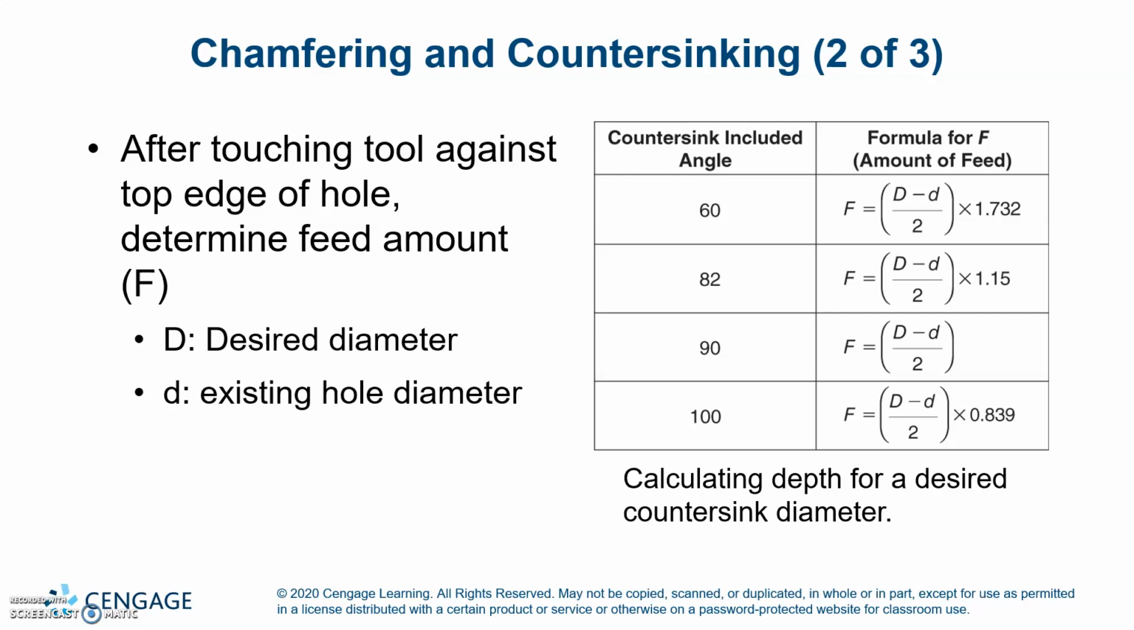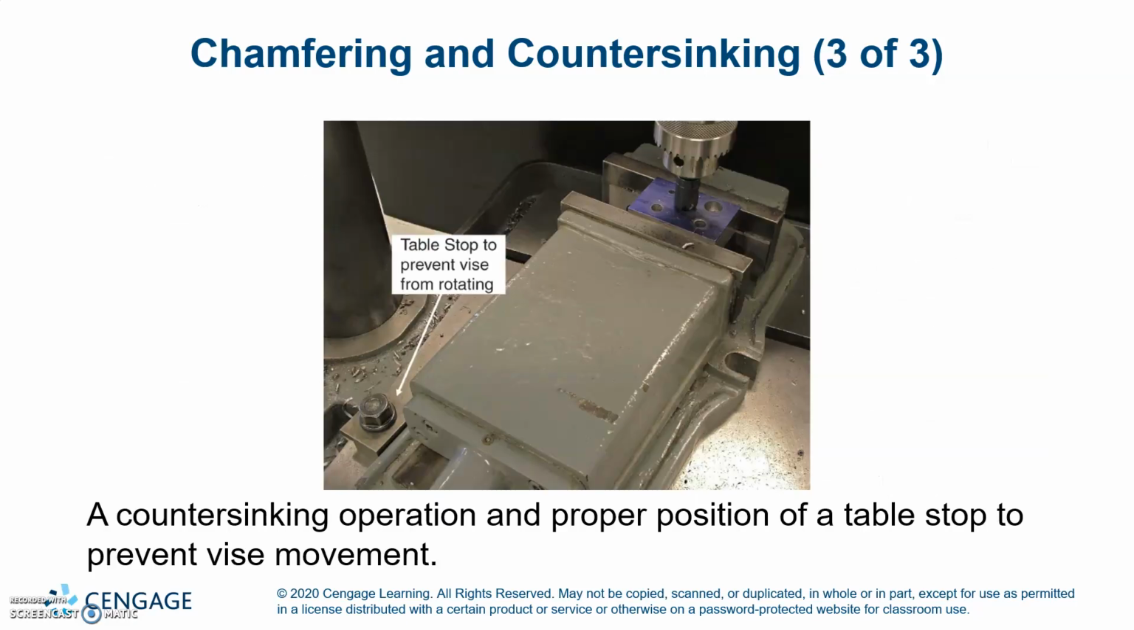So calculating depth for a desired countersink diameter. It does change between a 60 degree and 100 degree. A countersinking operation and proper position of a table stop to prevent vise movement.